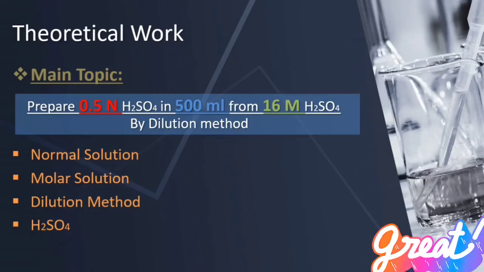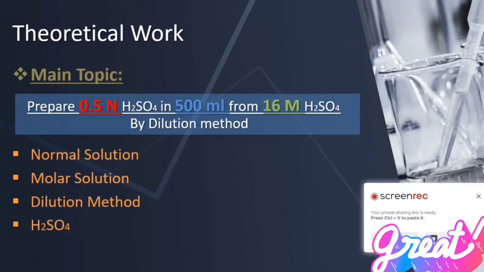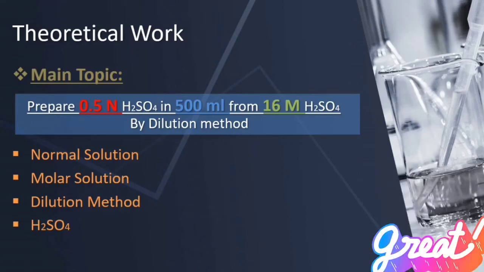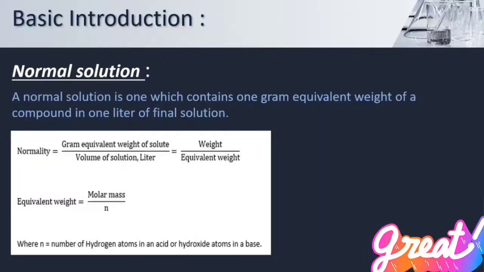Theoretical work. Our main topic is basically: prepare 0.5 normal H2SO4 in 500 ml from 16 molar H2SO4 by dilution method. Now observe the statement carefully and detail all the things. Like 0.5 normal, we are going to discuss what is a normal solution. Then 500 ml from 16 molar, what is a molar solution? Then the dilution method, what is it? And H2SO4. We are going to have a quick and small glimpse on all those things.